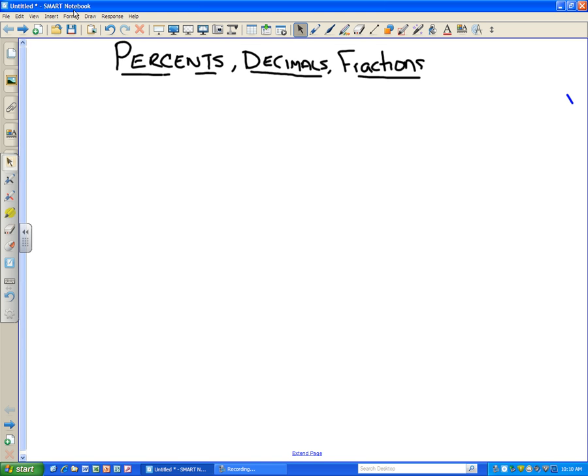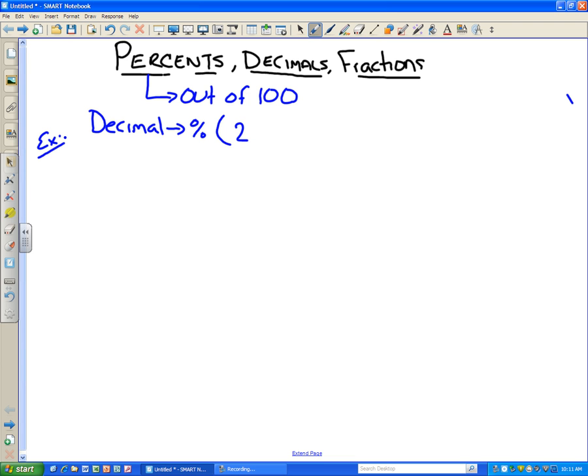Today we're going to be talking about percents, decimals, and fractions. The first thing we need to know is that percents are always out of 100. So we're going to focus on first turning decimals into percentages. Whenever you're talking about percentages, you're always going to move the decimal 2 times. But when you're turning a decimal into a percent, you're going to move the decimal 2 times to the right.